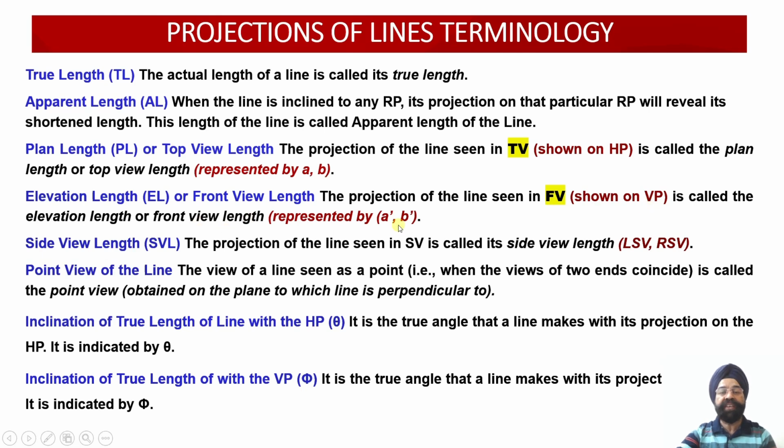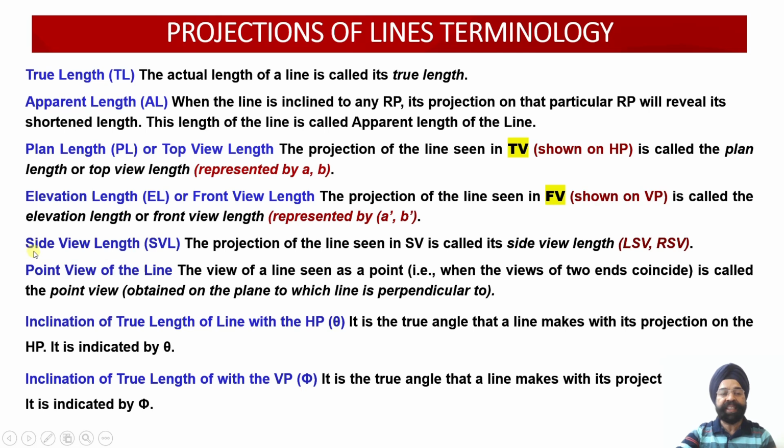Now this is represented by small a dash and small b dash. If we are not going to tell you whether a dash b dash is elevation or plan, this should be understood by you. A dash and b dash are the representations or notations of the front view. Small a and small b are the representations of the top view.